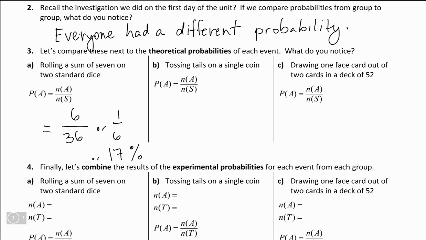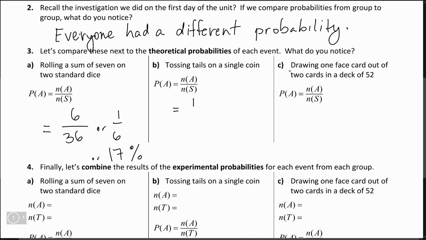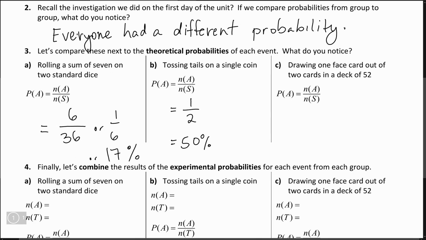Tossing a tails on a single coin. Well, there's only one way to get the outcome we want. The event that we want is just tossing a tails. And there are 2 possible outcomes, giving us a 50% probability of success.